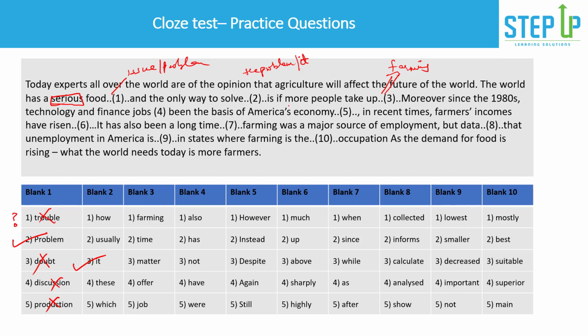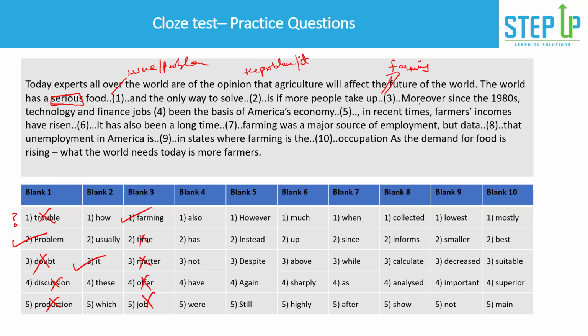The only way to solve it is if more people take up dash. Take up time for what? Take up matter in their own hands or something would have been still fine, right? But here it doesn't. Take up offer, job, no. Take up what job? Take up farming. Moreover, since the 1980s, technology and finance jobs dash been the basis of America's economy. Dash in recent times, farmer income have risen.